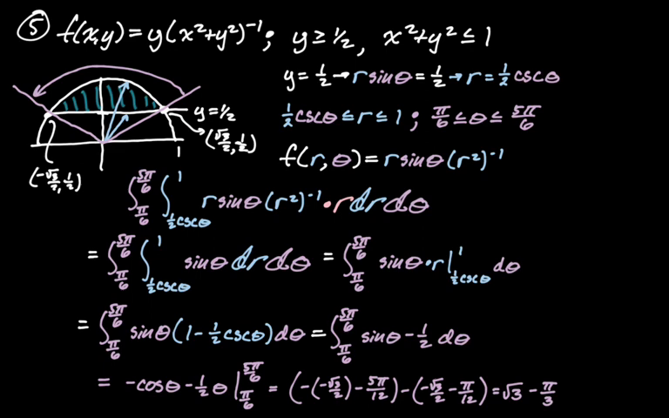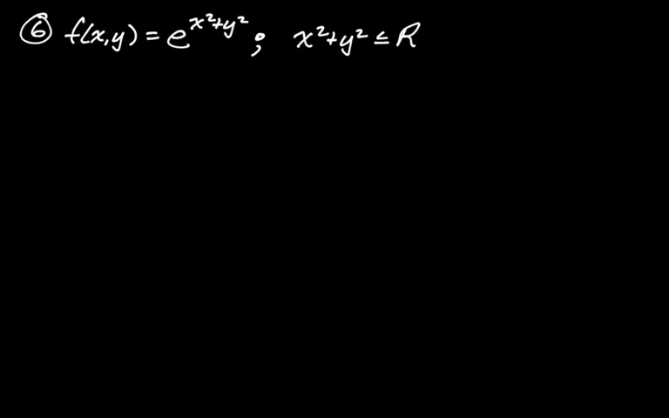So one last problem in this part of this problem set. We got f of xy is e to the x squared plus y squared, so e to the r squared. And then x squared plus y squared is less than or equal to capital R, which is like the most annoying thing in the world, which means that the radius is square root of capital R. So you keep having to say capital R. Could have chosen any other letter in the world, but we're using capital R.